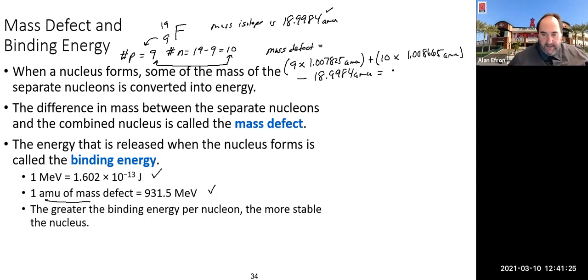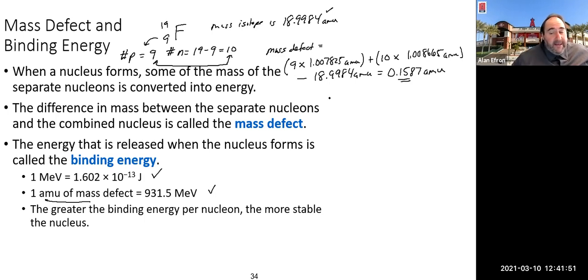If we do all that, we end up with 0.1587 AMU. That 0.1587 AMU is the difference between the nucleon mass, which is basically our protons and neutrons, and the mass of the actual isotope itself. This is basically the mass that will be converted into energy, or released as energy, in this process.